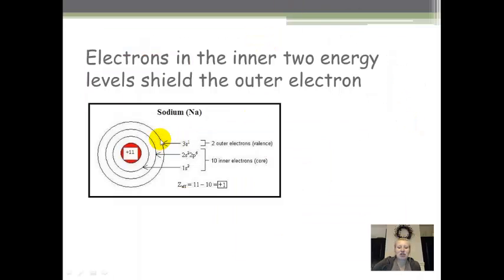So here's an example in sodium. Sodium has 2 electrons in the first energy level, 8 in the second, and 1 in the third. And you can see that this last electron is not going to feel the same effects of the nucleus as the inner electrons because of the shielding. So to find the shielding, you're going to take the total number of electrons, so 11 for sodium, minus the electrons in the inner energy levels. So 2 in the first and 8 in the second is 10. So the effective nuclear charge that is felt by this outer electron is really 11 minus 10, so just plus 1.